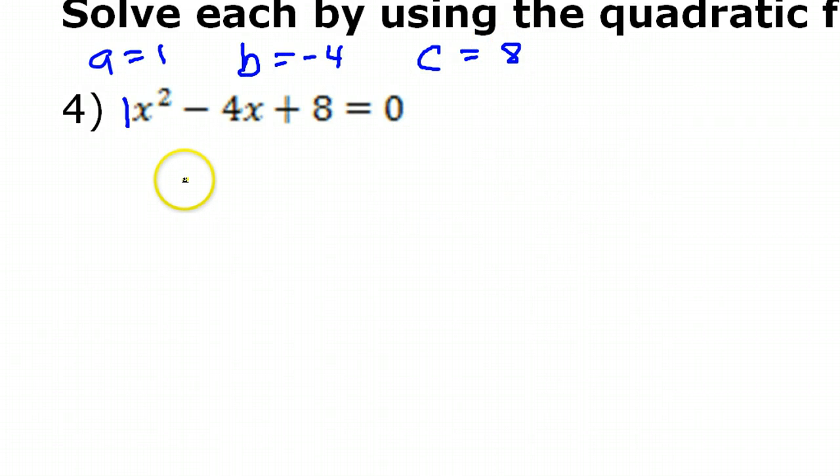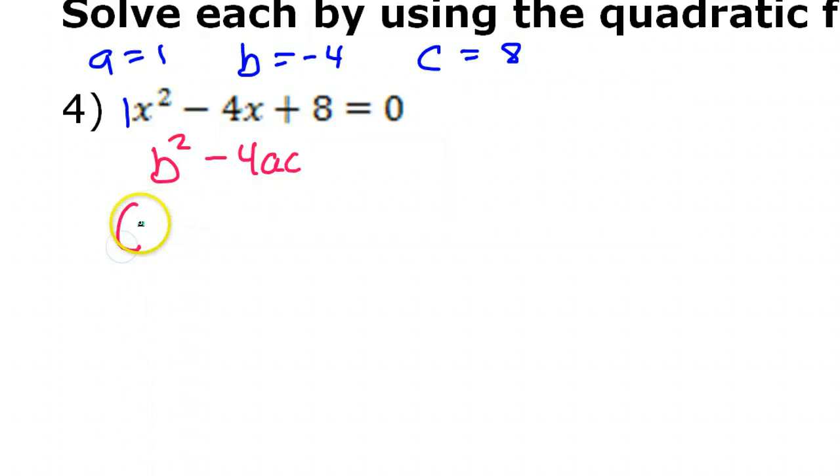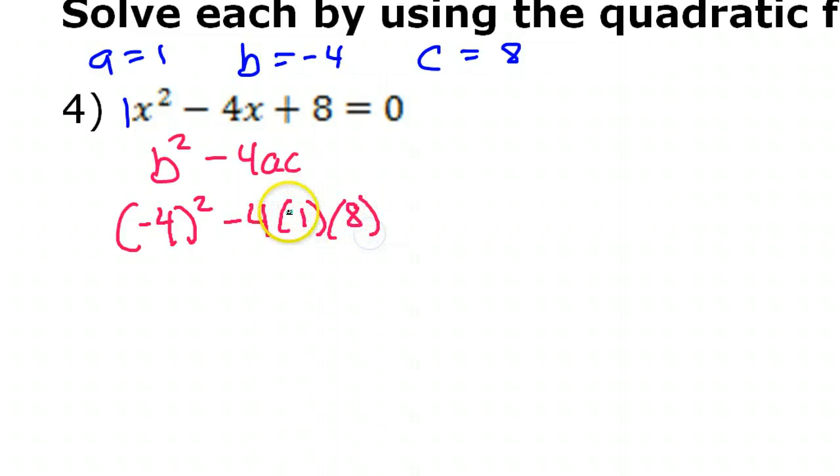So when you do the quadratic formula, the first thing you should do is the discriminant. Okay, b squared minus 4ac. So let's do that first. The discriminant is b squared minus 4ac. Okay, so that means we're going to have negative 4 squared minus 4 times 1 times 8.